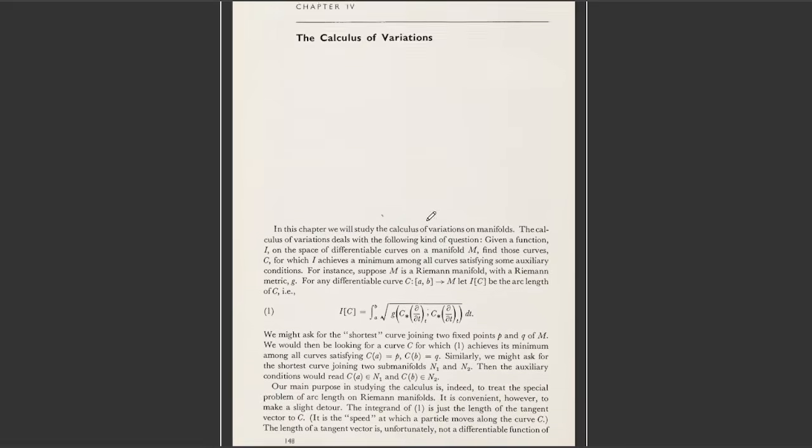And this is actually a pretty long chapter, I think. Yeah, calculus of variations. Here we go. Calculus of variations deals with the following question: given a function on differentiable curves in a manifold, find those curves where it achieves a minimum among all the curves, or extremizes, in some sense. That particular curve is extremizing from the landscape of possible curves that we could use. So that's what the calculus of variations is built for.